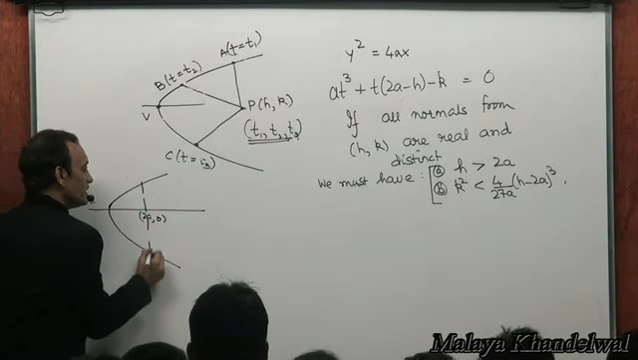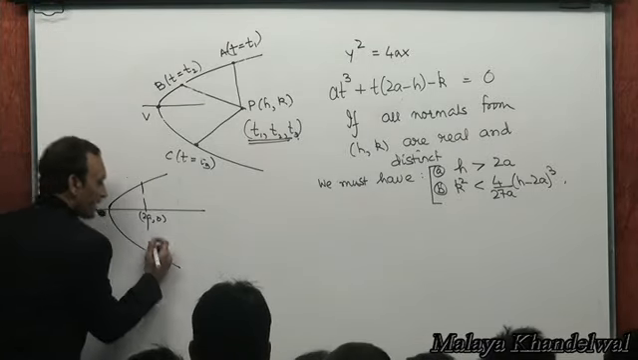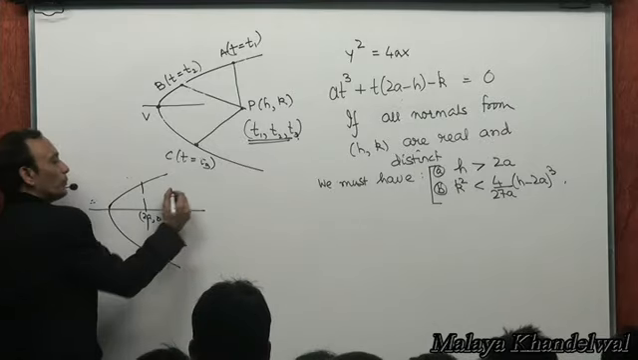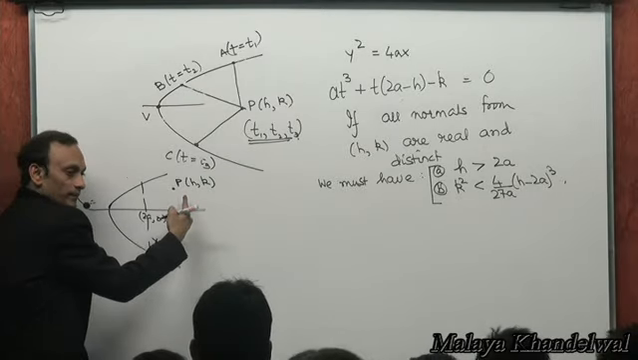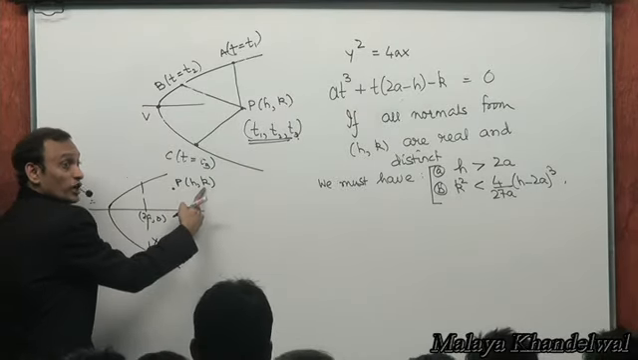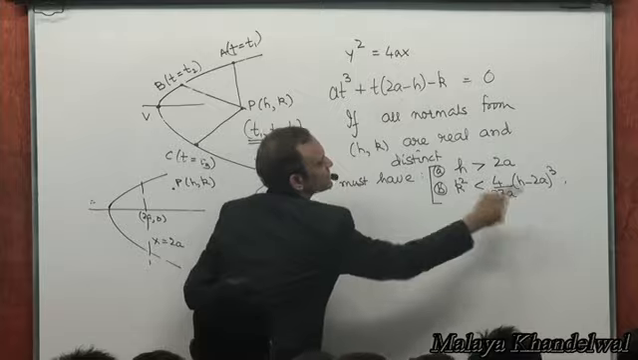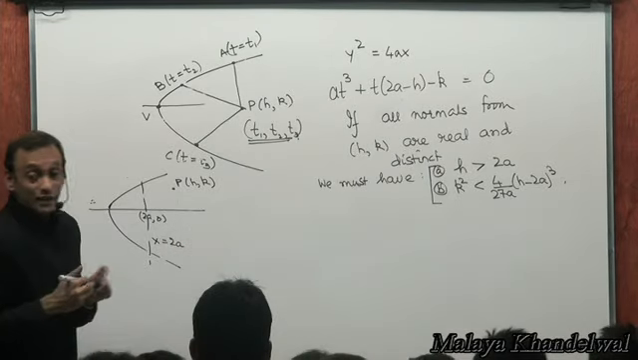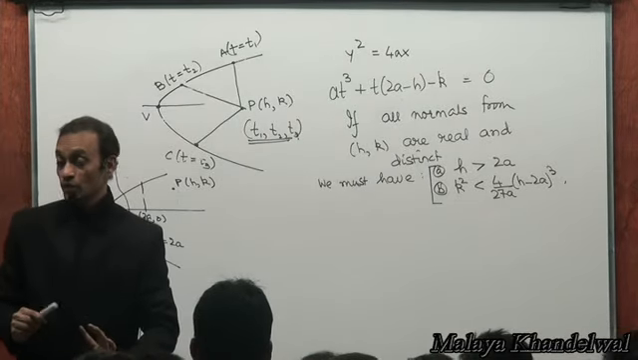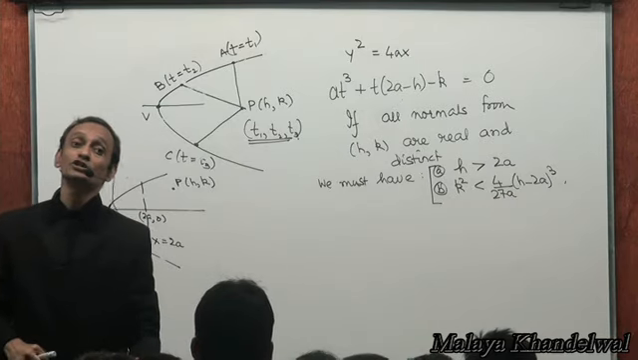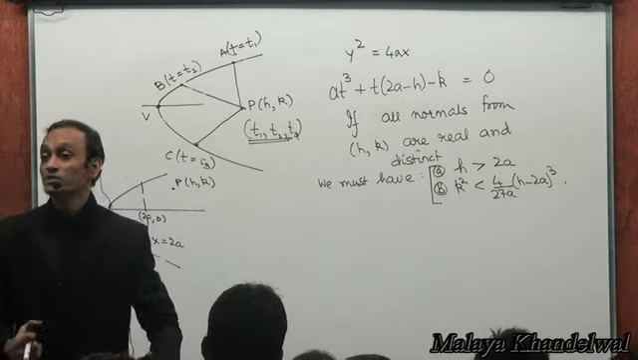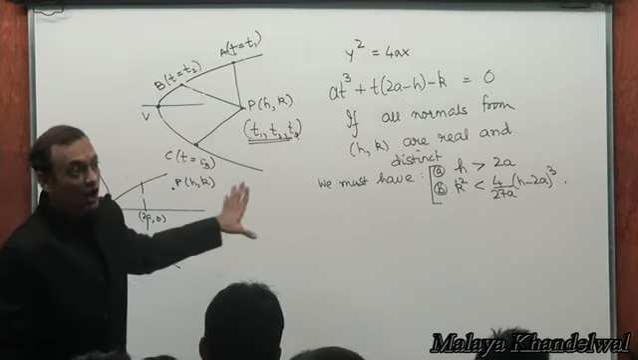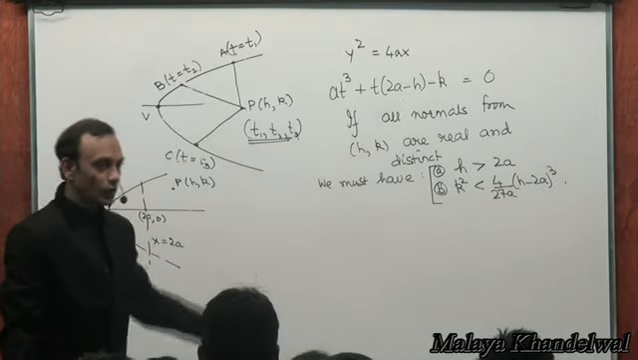H greater than 2A means all points to the right of x equal to 2A. But there is a limitation on K also. K squared should not exceed this value, right? So for the time being, just know this condition. I promise to get back to this when I teach you the portion of calculus that will help us obtain this. But right now I want you to remember this condition. All right.